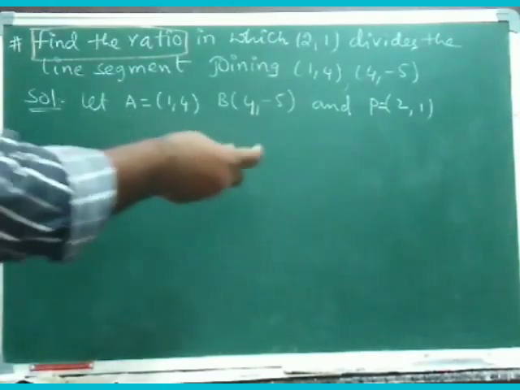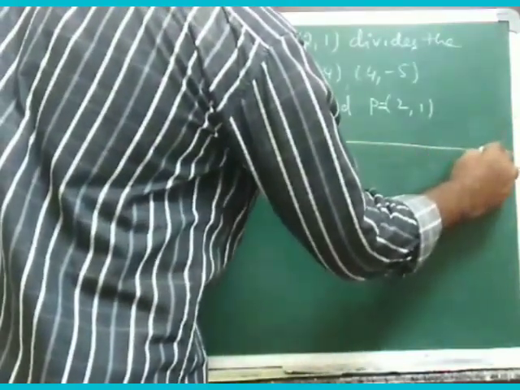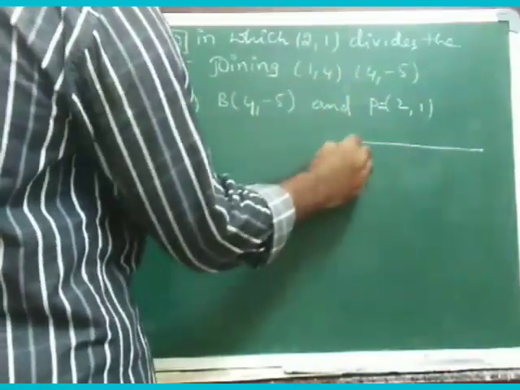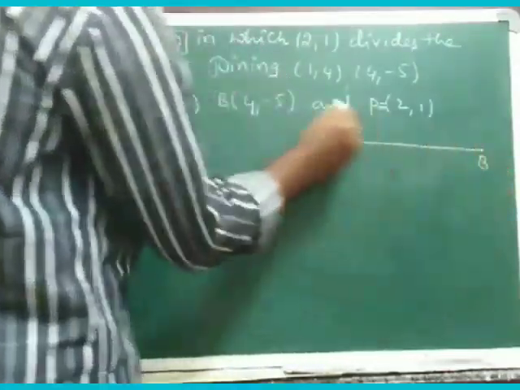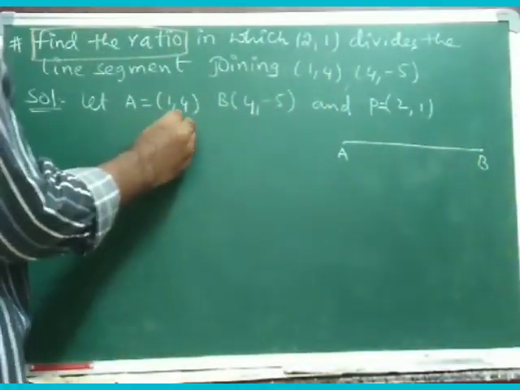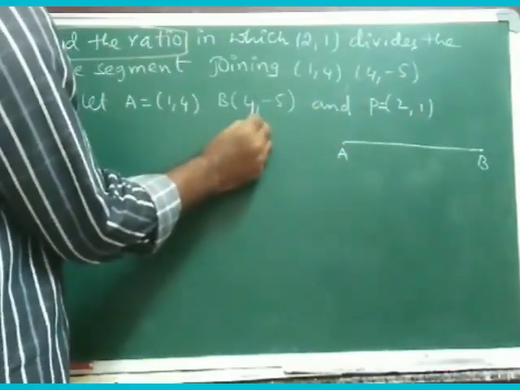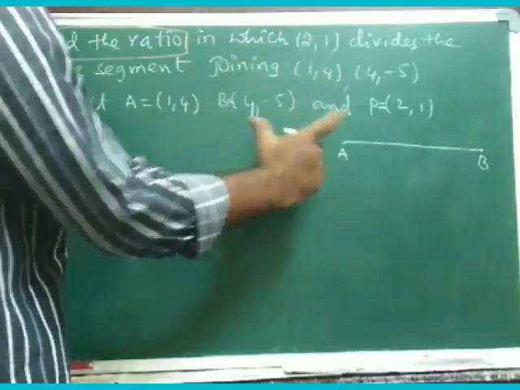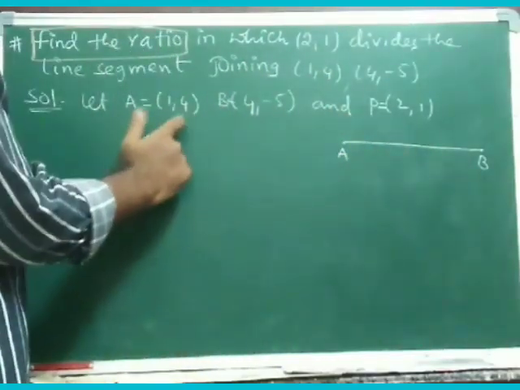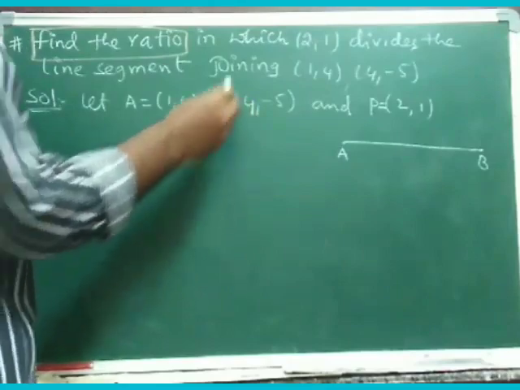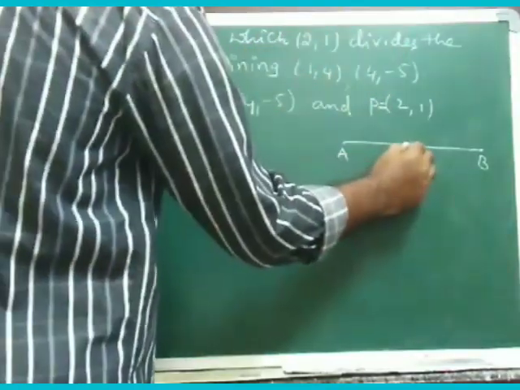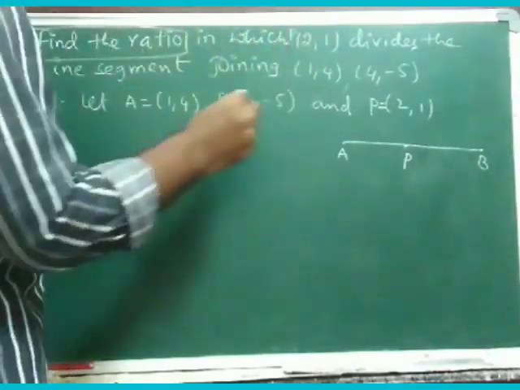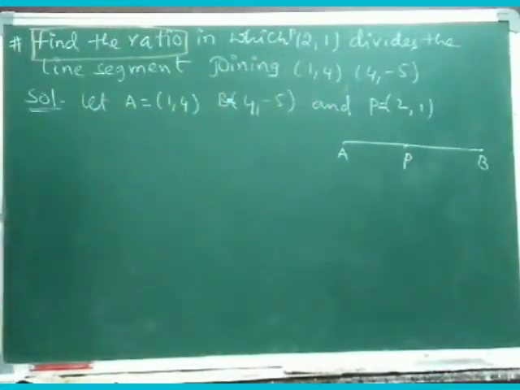See, if you think geometrically, let us try to draw a figure for this situation. The line joining these 2 points, let us consider them as A and B. So (1, 4) is A, and (4, -5) is B. Understand? Line segment joining the points, so these end points can be considered as A and B. And the point which divides, say this is some point P. This is the point P, which is dividing in what ratio he is asking.